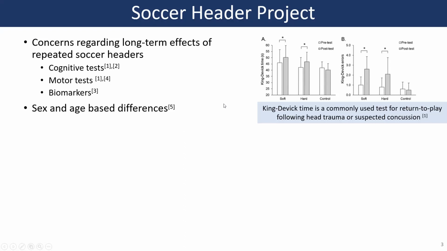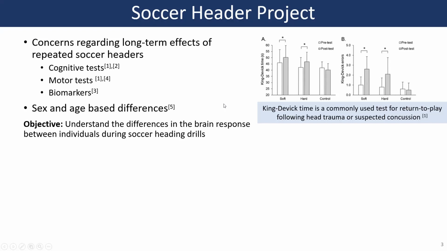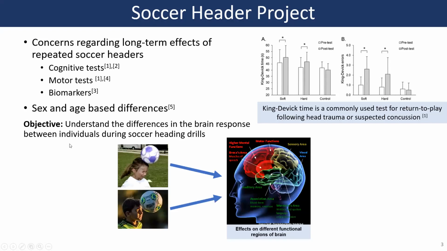And on top of that, there are some sex and age-based differences. For example, women report a higher number of concussions, whereas the US Soccer Federation imposed an age-based restriction, but all of those are not based on a scientific understanding. And that's where our study comes in. We are trying to understand what is actually happening in a header, what the brain response difference is between different individuals, and if there is a significant difference in the functional region that is affecting different age groups and sex groups.